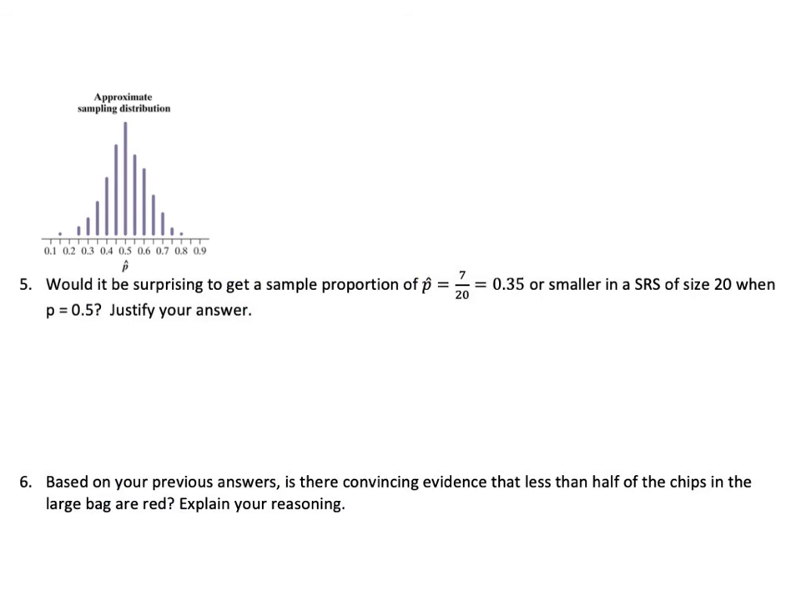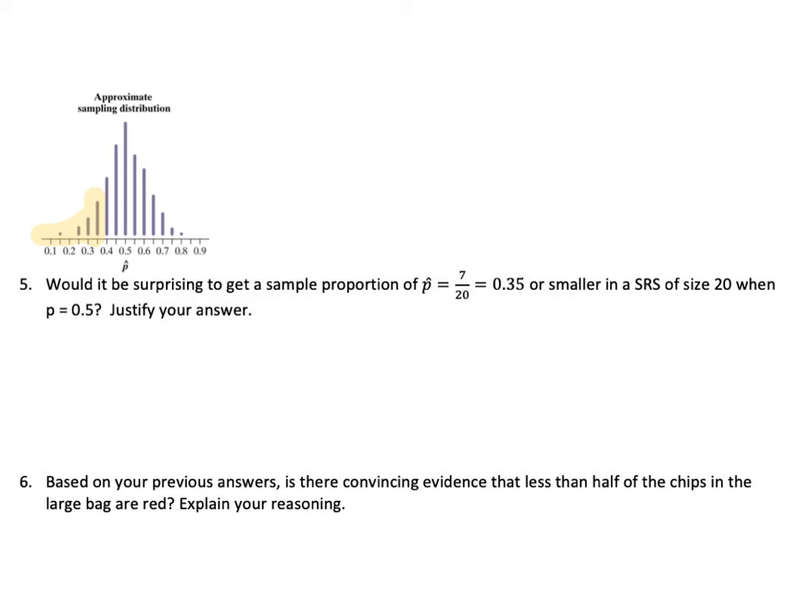So at the beginning, Jenna drew a sample of size 20 and only got 7 red. So would it be surprising to get a sample proportion of p hat equals 7 out of 20, or 0.35, or smaller? Okay, so that or more extreme is what it's saying. So where is that? That would be, let's see, I'll highlight on my dot plot. That would be from here over, okay? Is that unusual?